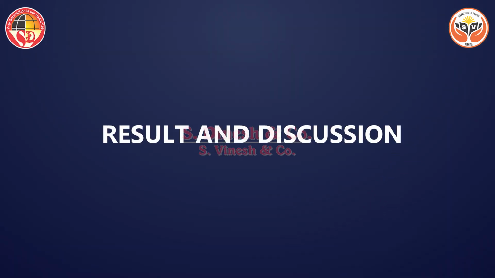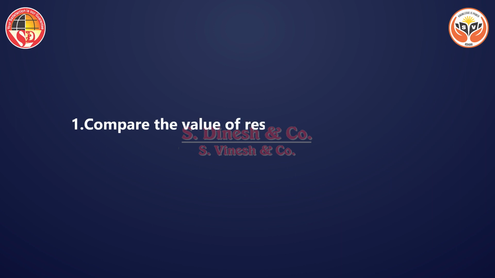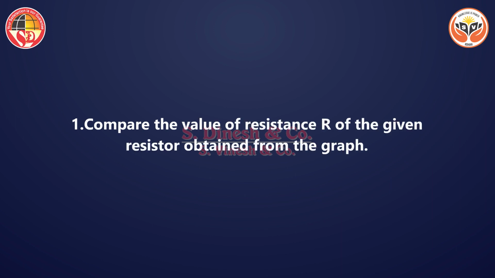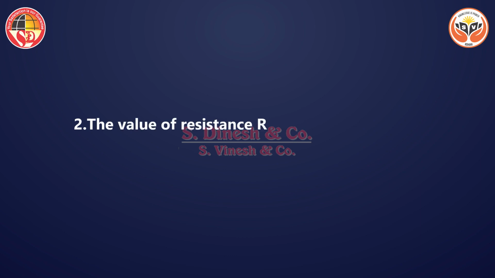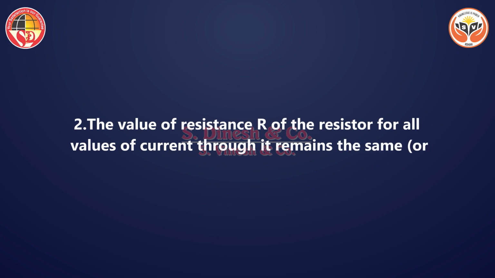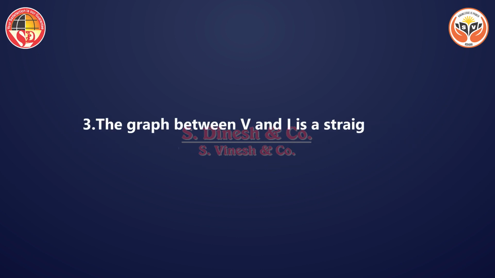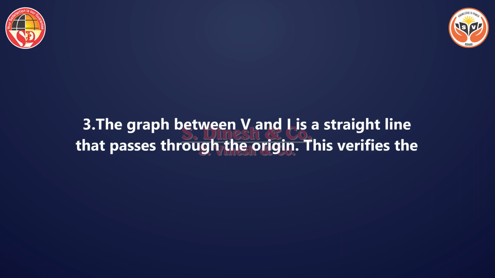Result and discussion. Compare the value of resistance, R, of the given resistor obtained from the graph. The value of resistance, R, of the resistor for all values of current through it remains the same, or almost the same. The graph between V and I is a straight line that passes through the origin. This verifies the Ohm's law.